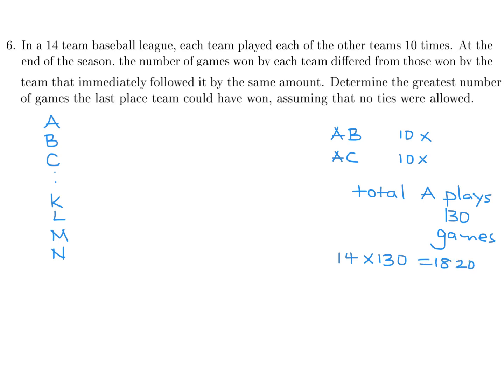But you got to be a little careful because what we've done is we double counted here because all the teams, for example, are going to be counted twice with this 1820 because BA is the same as AB. If B is playing A, that's the same as A playing B. So because we double counted, we've got to divide this 1820 by 2. And that gives me 910. And that's the total number of unique games.